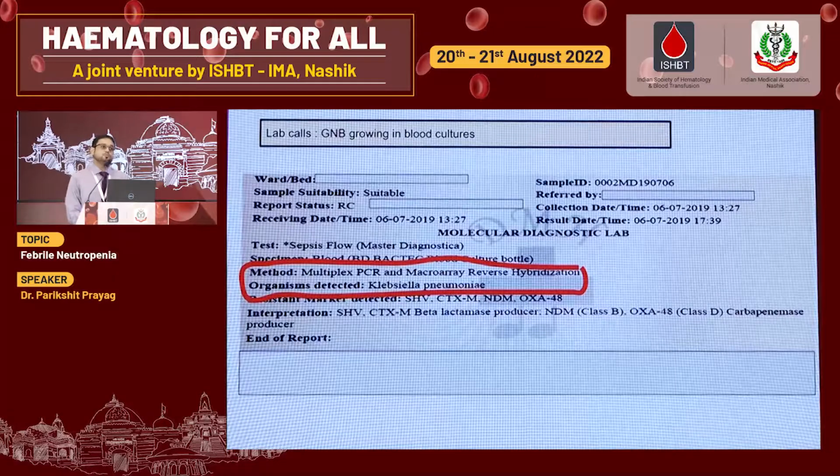This is the time to refer to your microbiology department or to an infectious disease colleague, if you have access to one, about how to interpret these panels. So now just looking at this, I know that SHV and CTXM are likely to be ESBLs, and NDM and OXA48 are likely to be carbapenemases. So now looking at this panel about 48 hours before we have the actual susceptibility results, I know that this is a carbapenem resistant Klebsiella. So this is the real utility of these panels in this setting.